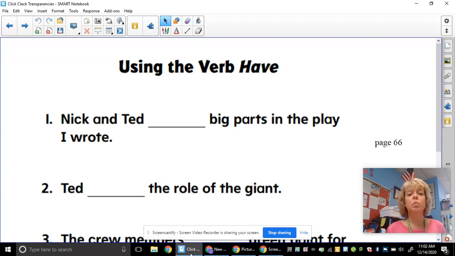Hey guys, we've been working with has, had, and have. Like yesterday, you were given a sentence and you were told to choose has or have. And we learned that when you have one person, like Ted has a new baseball, whereas if you had two people, Nick and Ted have new baseballs.